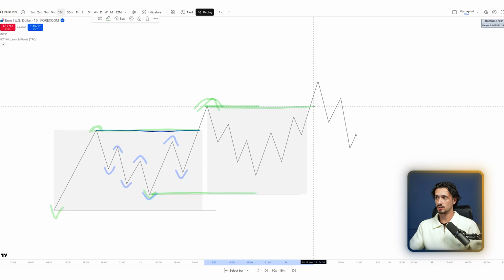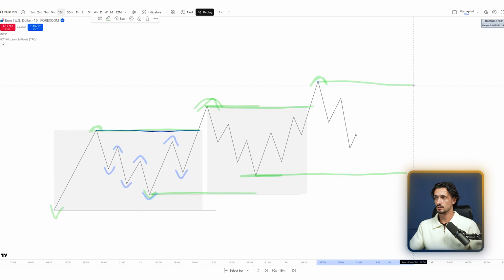And so again, we get a break of structure. That becomes our swing high. Where's our swing low? It's the lowest point of price before the break of structure. So that becomes our swing low. This becomes our swing high. So now let me ask you, what are you expecting price to do from here?